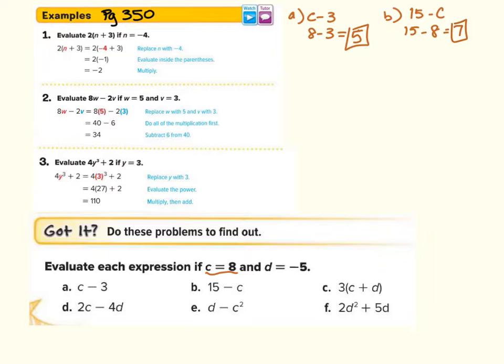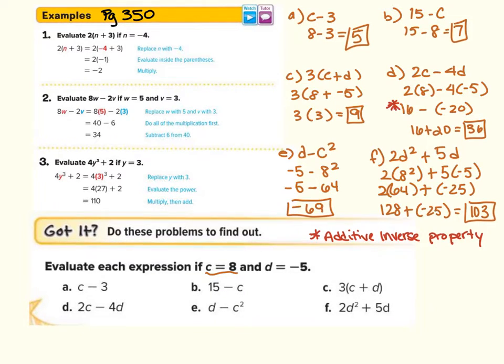Okay, so at this time, go ahead and pause your video, do C, D, E, and F, and then push play when you're ready for the answers. Okay, check your answers for C, D, E, and F. If you notice, I put a star next to D because when you get 16 minus -20, because 4 times -5 got you -20, you can actually do the additive inverse property and change it to addition. When you change it to addition, remember you have to change the sign of the second number or the following number. Check your answers, correct any mistakes that you may have, continue on to the next slide.